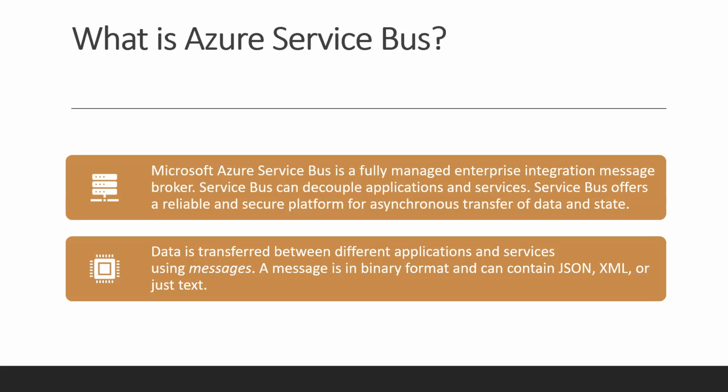Depend on Azure Service Bus when you need a highly reliable cloud messaging service between applications and services, even when one or more is offline. Data is transferred between different applications and services using messages. A message is in binary format and can contain JSON, XML, or just text.